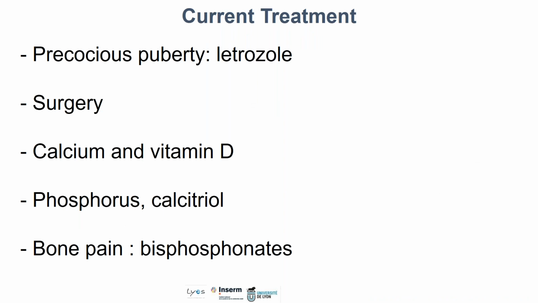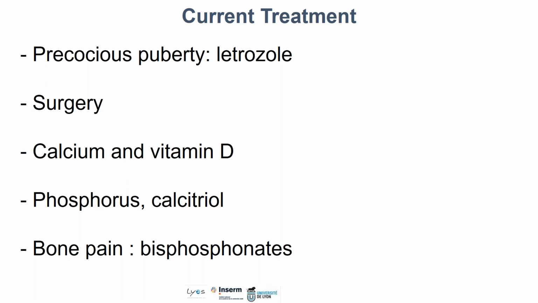So turning to therapies, the most widely used treatment nowadays for precocious puberty is letrozole, because this is an aromatase inhibitor that will inhibit the production of estrogen by the ovaries. In general, this will stop the evolution of precocious puberty and allow for a better growth.